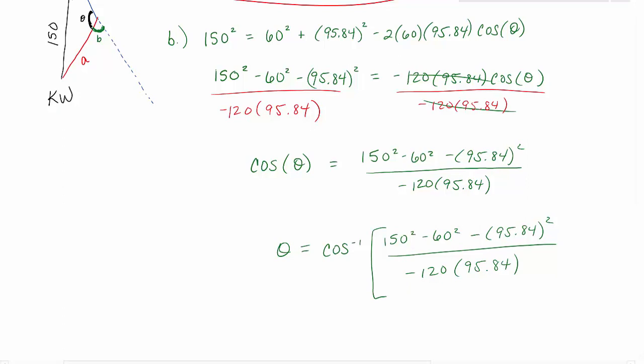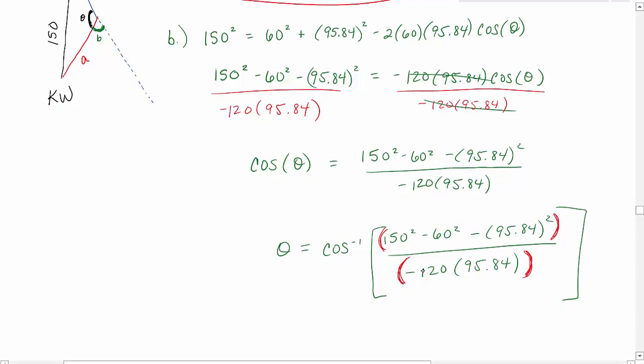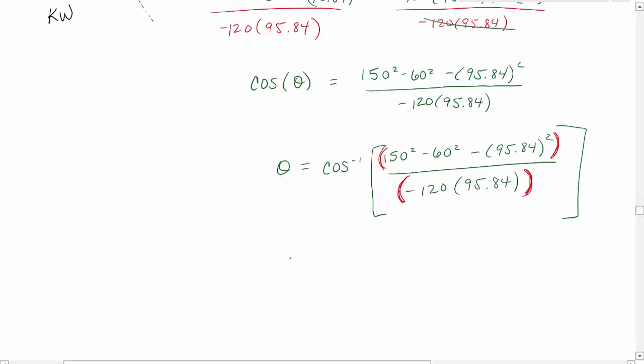Now be careful when plugging this in your calculator. You're going to want to make sure that your numerator has parentheses around it and your denominator has parentheses around it as well. Rounding our answer to the nearest hundredth, we get theta to be equal to 147.64 degrees.